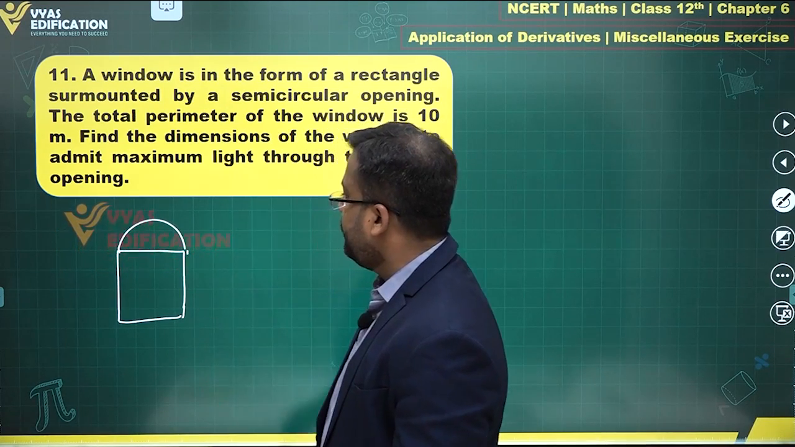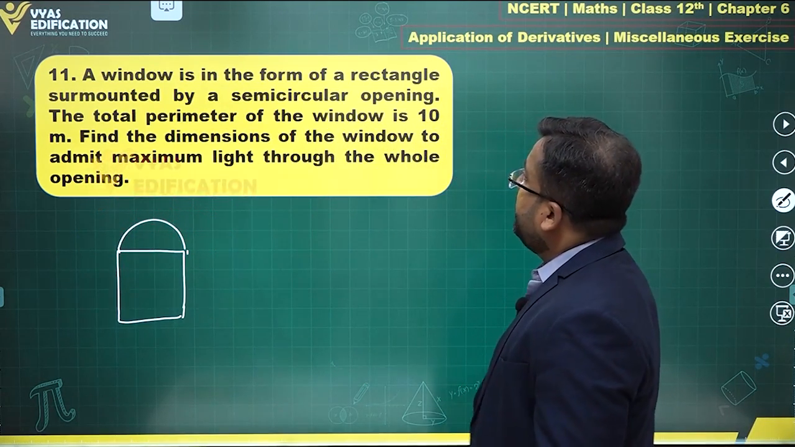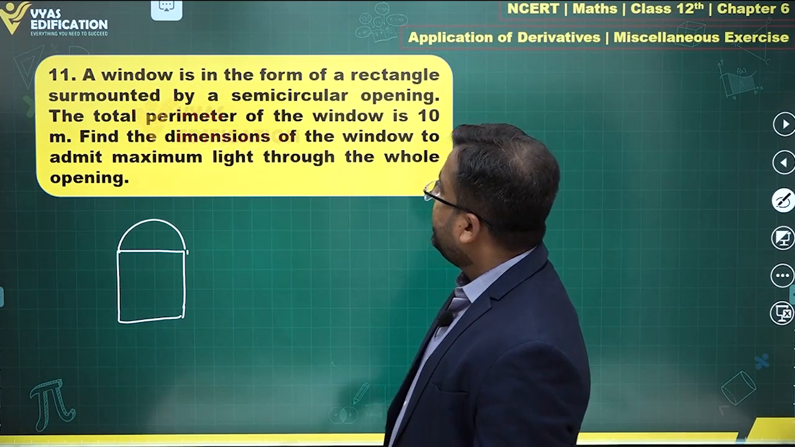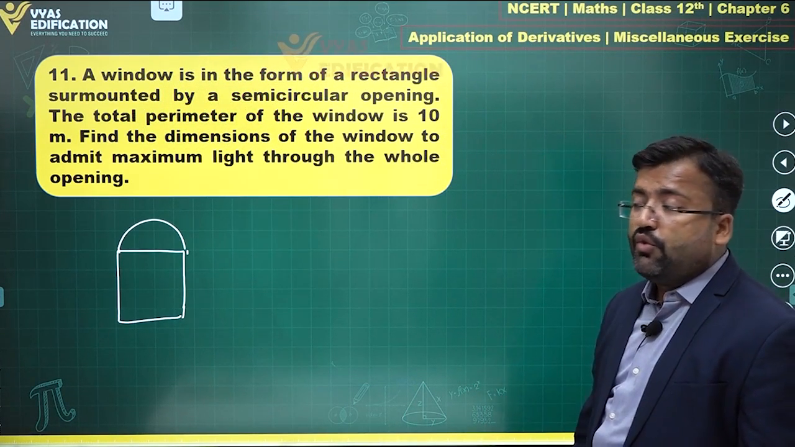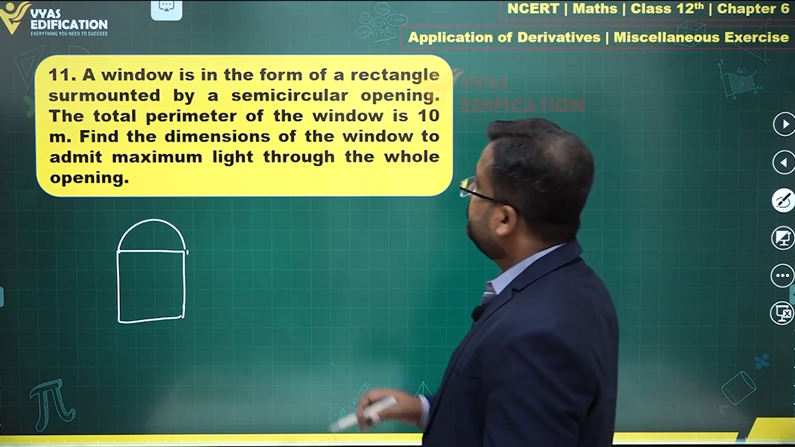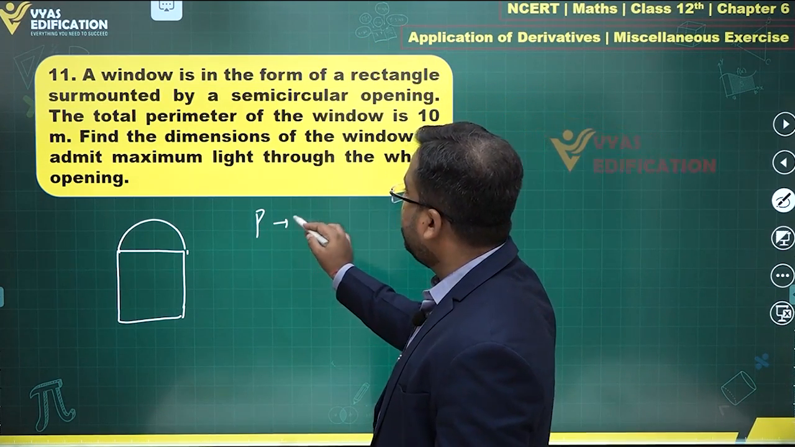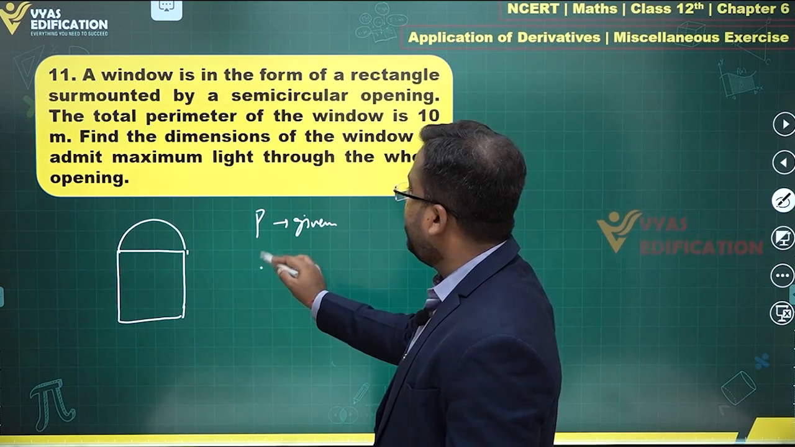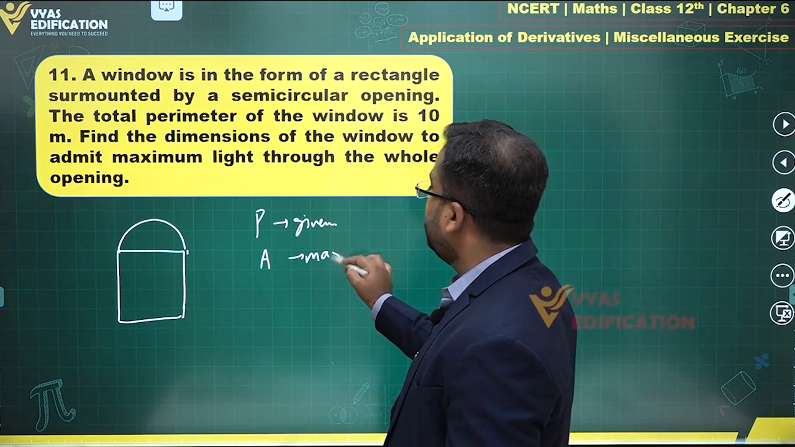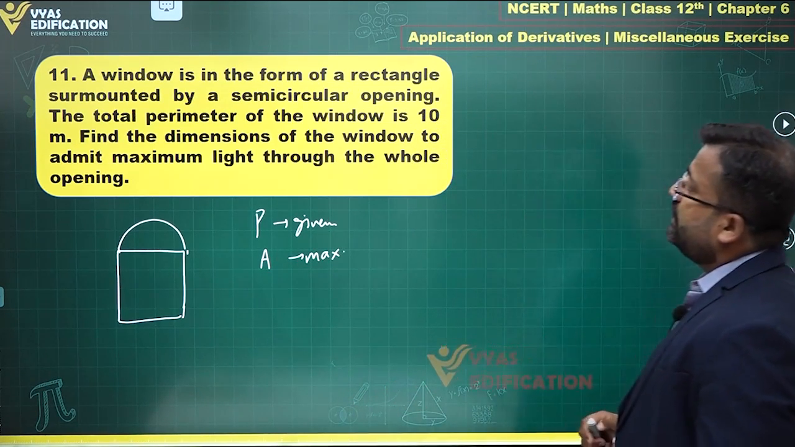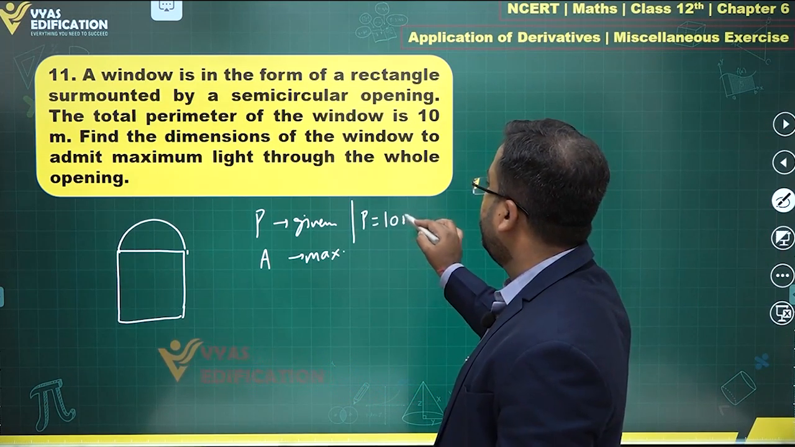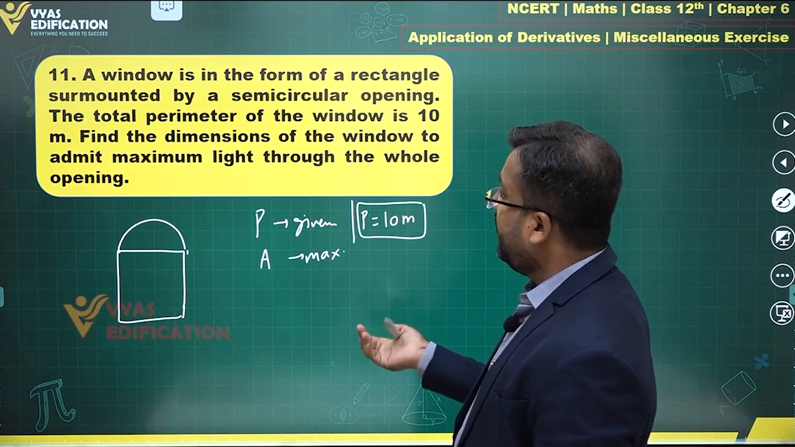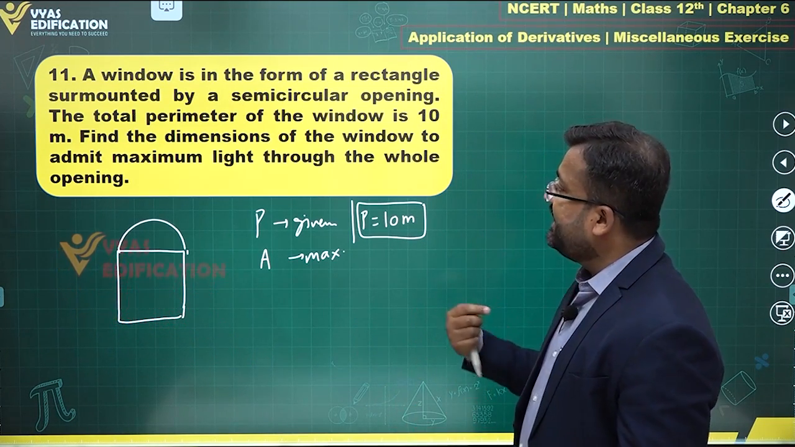This is a semicircular opening, let us say. Total perimeter of the window is 10 meter. Find the dimensions of the window to admit maximum light through the whole opening. Now, maximum light will enter if the area is maximum, right? Perimeter is given and area has to be maximized. That's the important thing. Perimeter is given to be 10 meter, and we want to maximize the area so that maximum light enters through the opening.